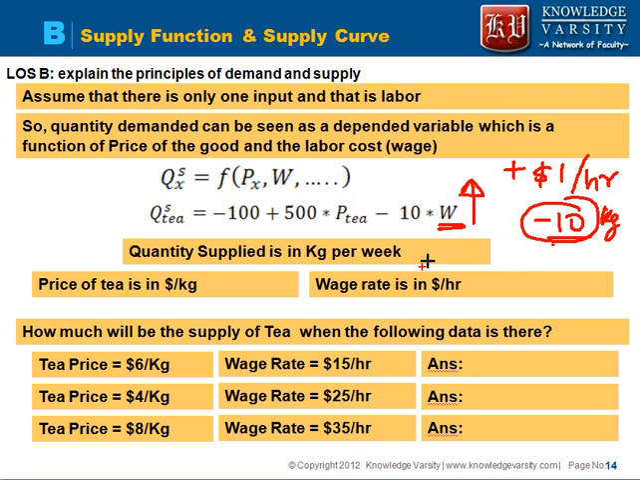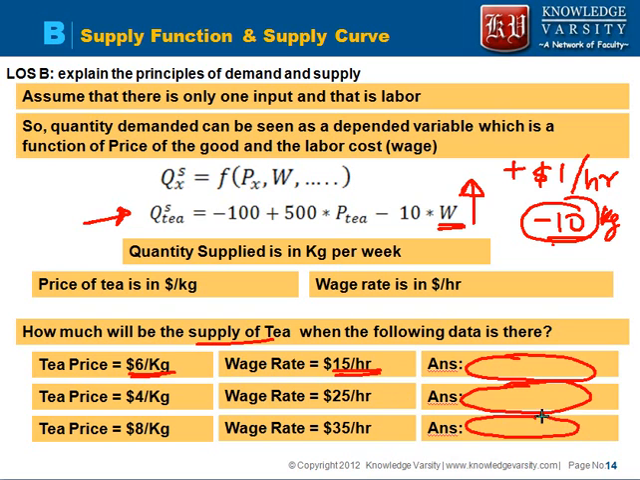The next question is: how much would be the supply of tea given this equation if the tea price is 6 per kg and the wage rate is $15 per hour? You have to put the answer over here. We are changing the inputs, the tea price and the wages per hour. Let us see how to solve this question in our Excel sheet.